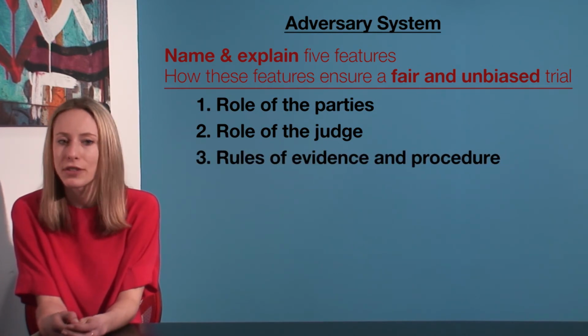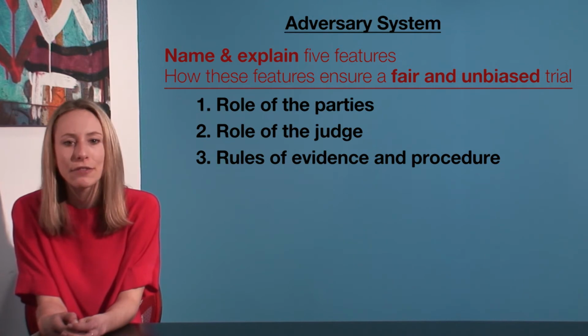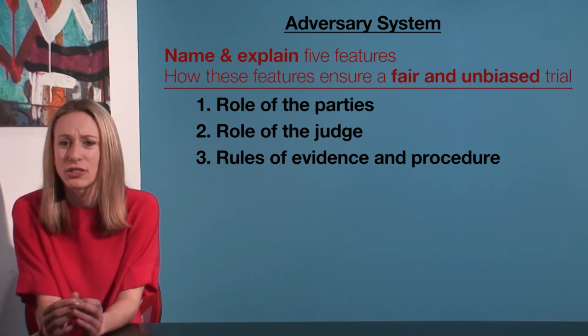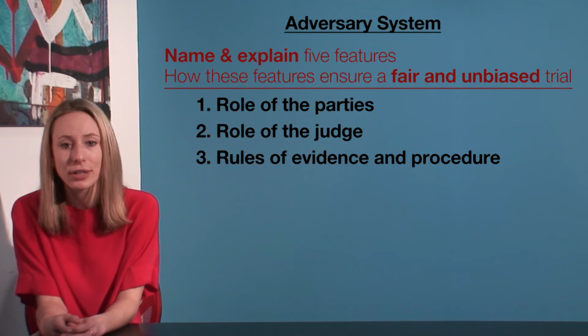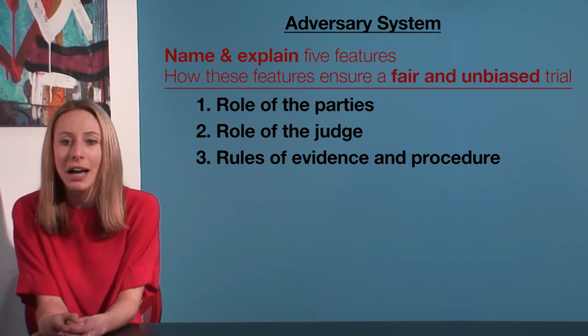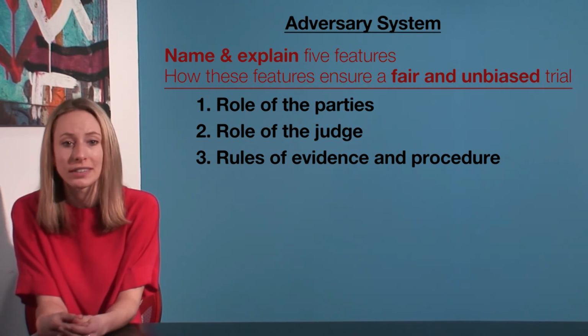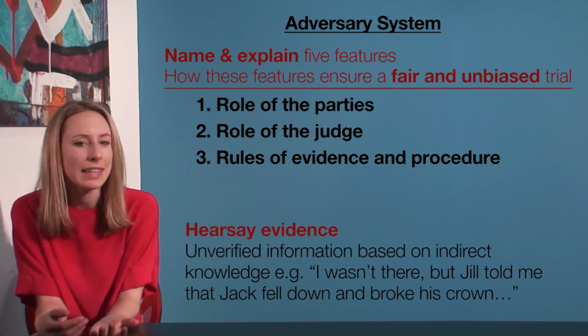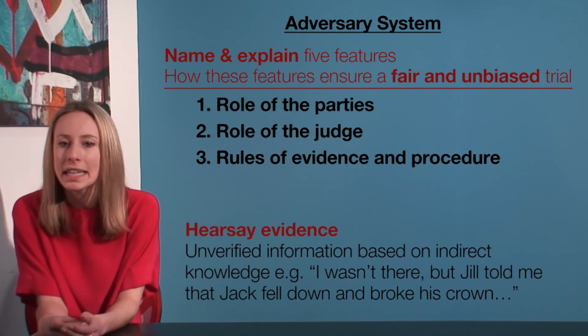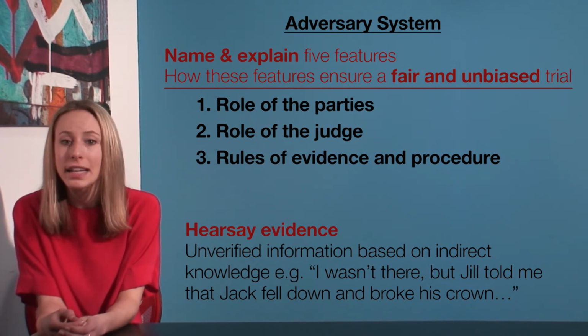3. Rules of evidence and procedure. In the adversary system, these rules are really strict. The aim of keeping them strict is to ensure that the trial is fair and unbiased, and therefore that parties have an equal opportunity to present their case. There are rules, for example, on what types of evidence are admissible and inadmissible. Hearsay evidence and evidence obtained illegally are inadmissible forms of evidence. Rules on procedure include the requirement that a hearing must be single and continuous.